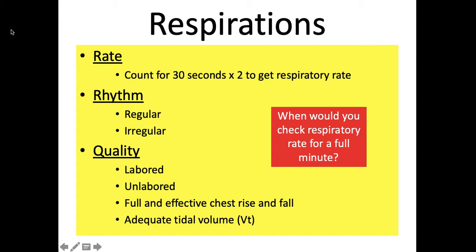So you look for, is it labored? Is it unlabored? Does it have adequate rise and fall of the chest? That's the quality of their breathing. So rate, rhythm, and quality. So you count for 30 seconds, multiply times 2, regular, irregular, unlabored, or labored respirations.